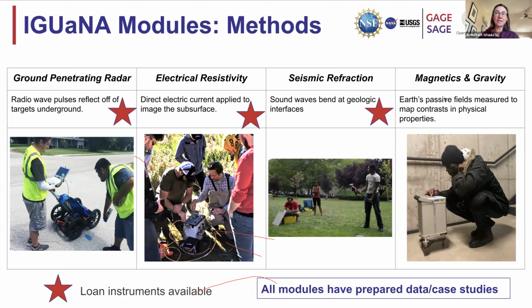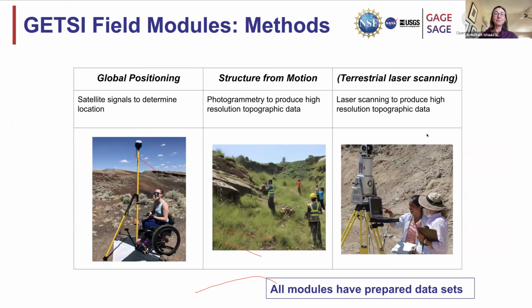And I'll say that in magnetics, phones are an aspect, you know, the magnetometers in phones can also be used there.